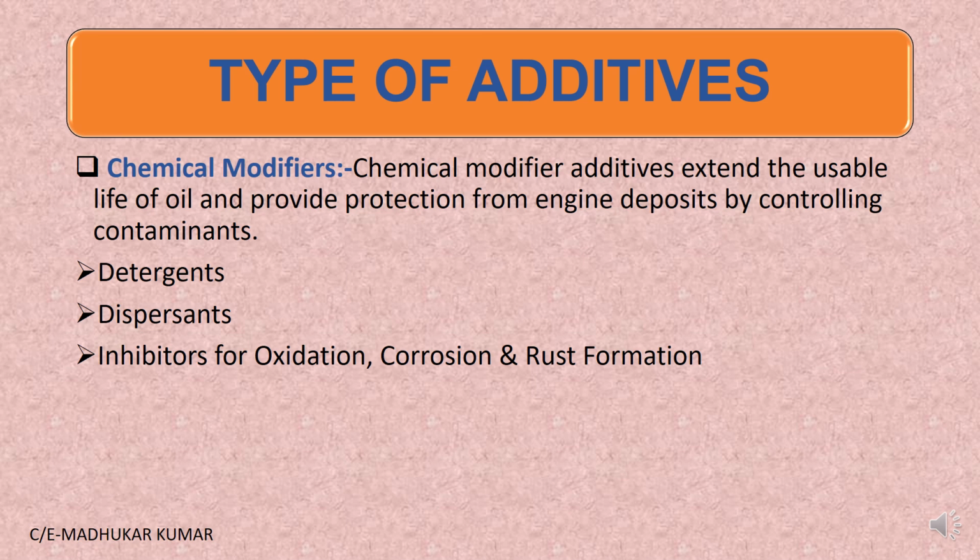And provide the protection from the engine deposits by controlling contaminants. They also control the deposits and soots developed during combustion. These are detergents, dispersants, inhibitors for oxidation, corrosion and rust formation. These are also the additives which are there.